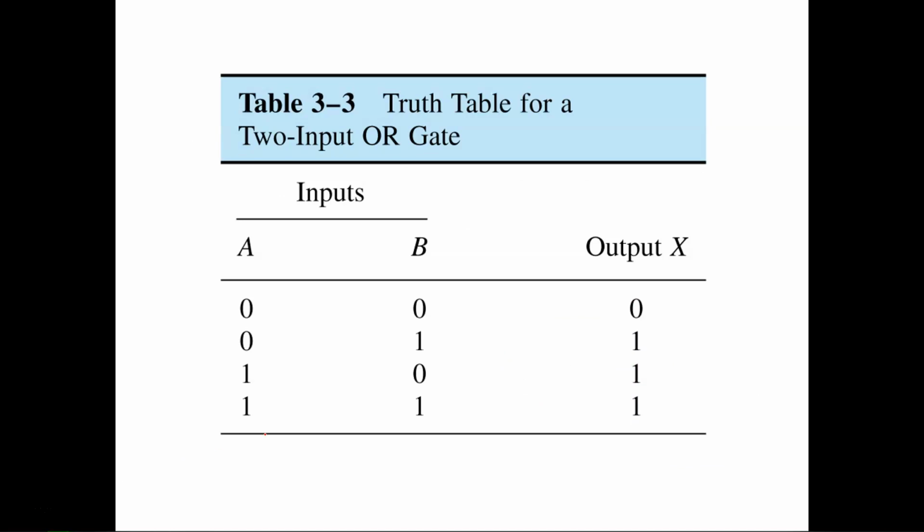So here's your truth table. So any high gives you a high. So the only time you will have no output is if you have what? Neither A nor B.